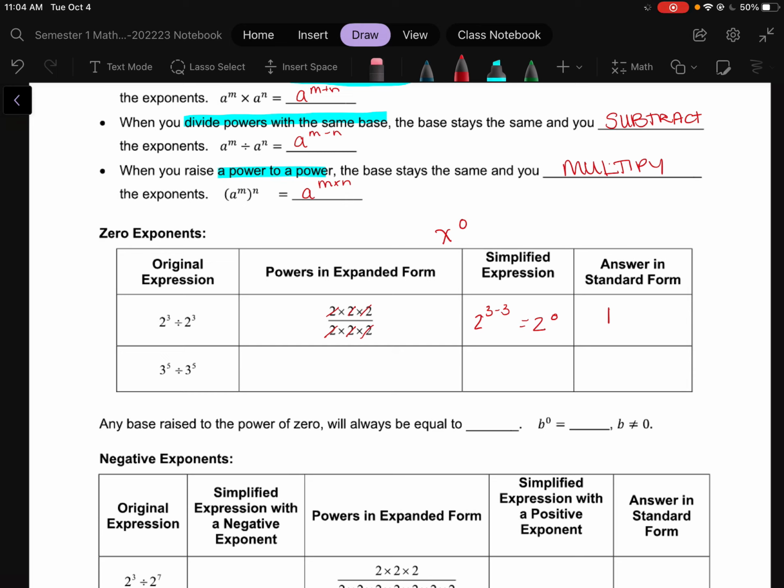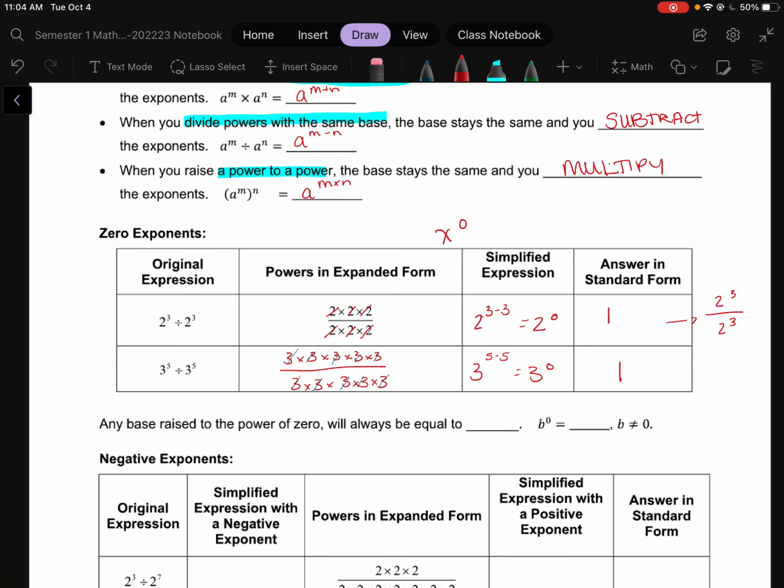Okay? To show this, the reason for that, because it's 2 to the power of 3 over 2 to the power of 3, if we put this into our calculator, it would be equal to 1. Same thing with the bottom answer here. In our expanded form, it's 3 times 3, 5 times over both sides, top and bottom. And if we were to cross them out, we would be left with 3 to the power of 5 minus 5, to be 3 to the power of 0. Our answer in standard form would be 1.